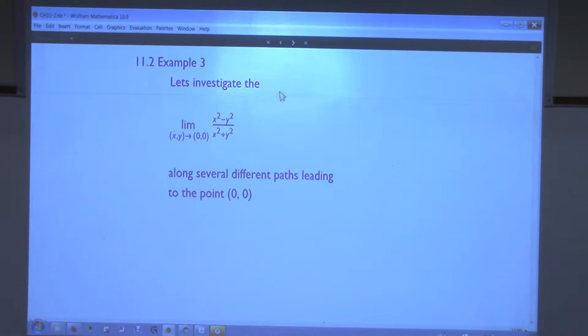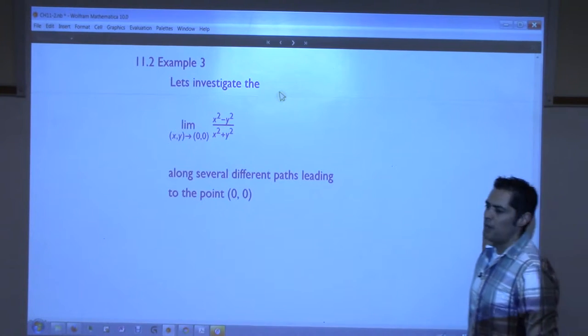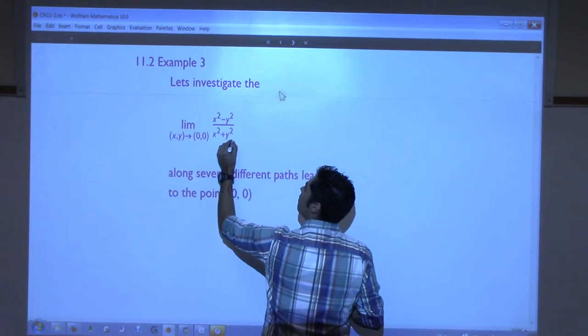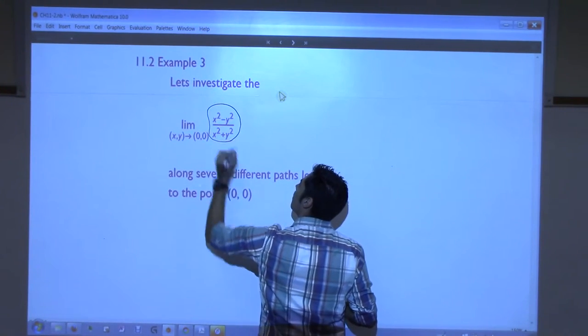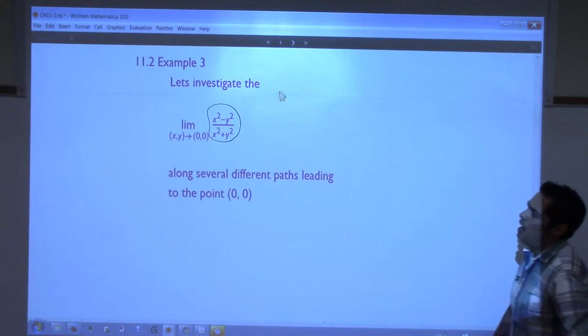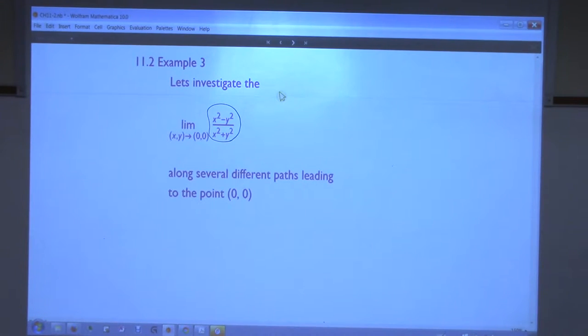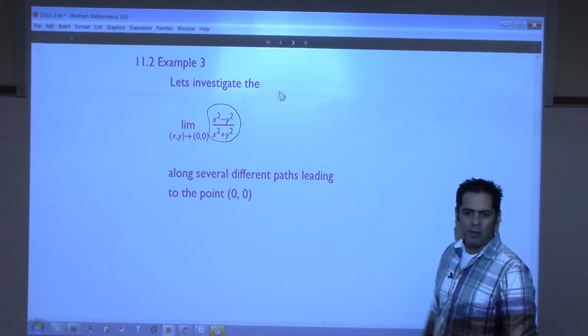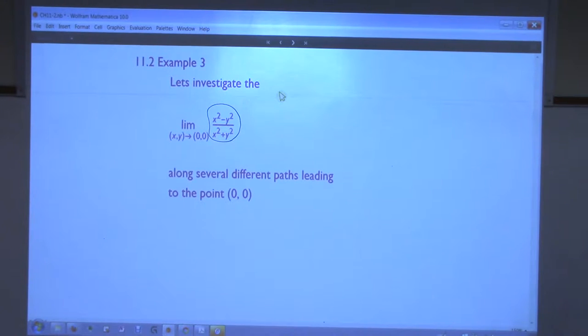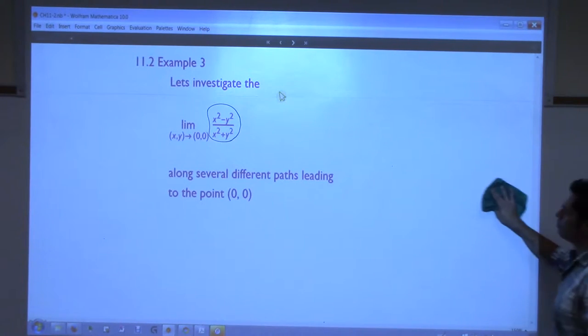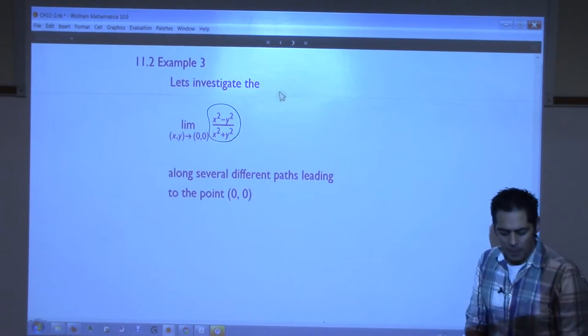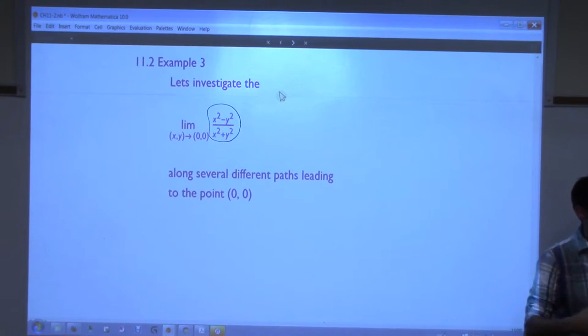All right, so let's try this. We are going to investigate this function. This is my actual function of x right here. And I want to know what the limit is as xy approaches 0, 0. And I'm going to look at several different paths. So we have a couple of paths that we like to always try first. And we're hoping for the best.